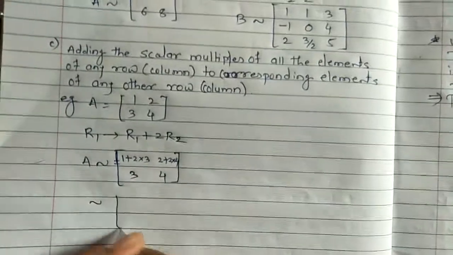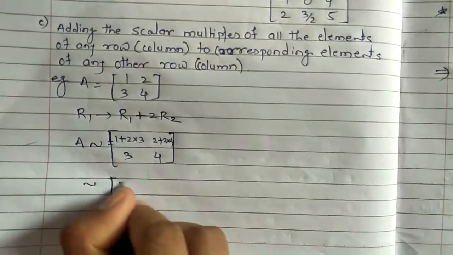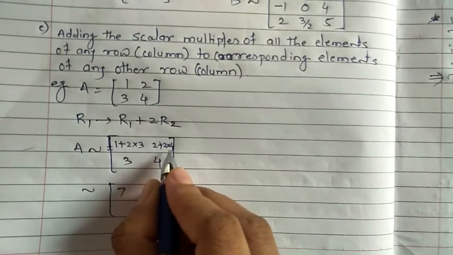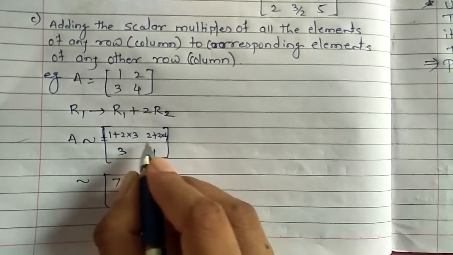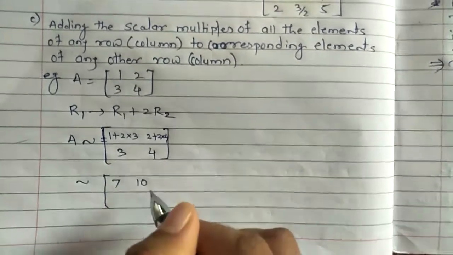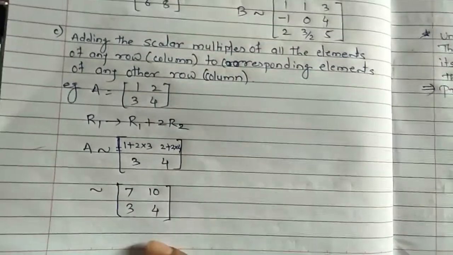So your matrix can be written as, yes, 2 into 3 is 6, 6 plus 1 is 7. 2 into 4 is 8, 8 plus 2 is 10. And 3, 4 as it is.